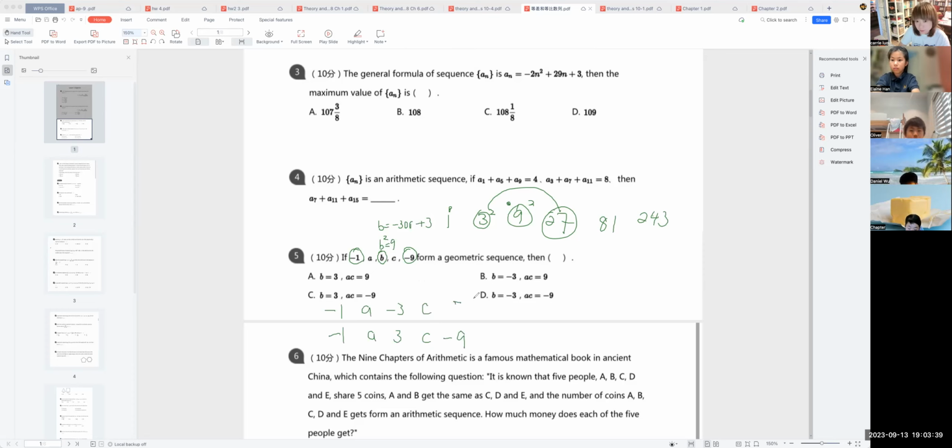So negative 1, A, and 3, C, and negative 9, or negative 1, A, negative 3, C, or negative 9, correct? Okay, if that's the case, negative 1 times negative 3 should equal A squared, or negative 1 times 3 should equal A squared as well, correct? Everybody, you know A squared must be a positive number. So that's why this one is right, this one is wrong. Get it, everybody? Okay, so the answer is B. Very good. Okay, good job.